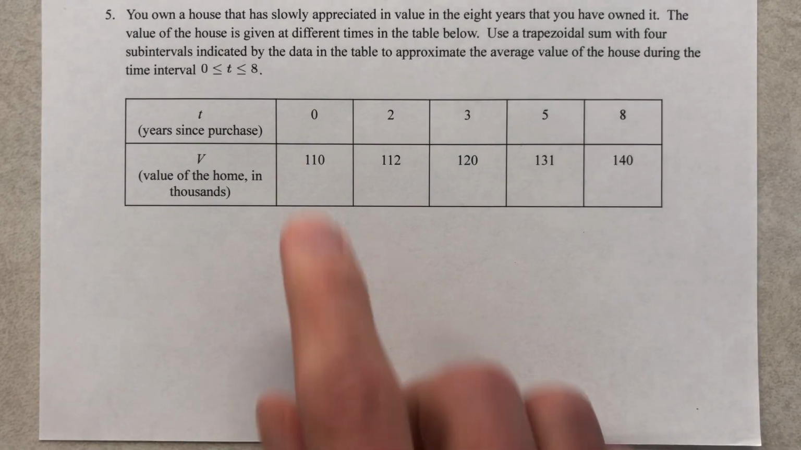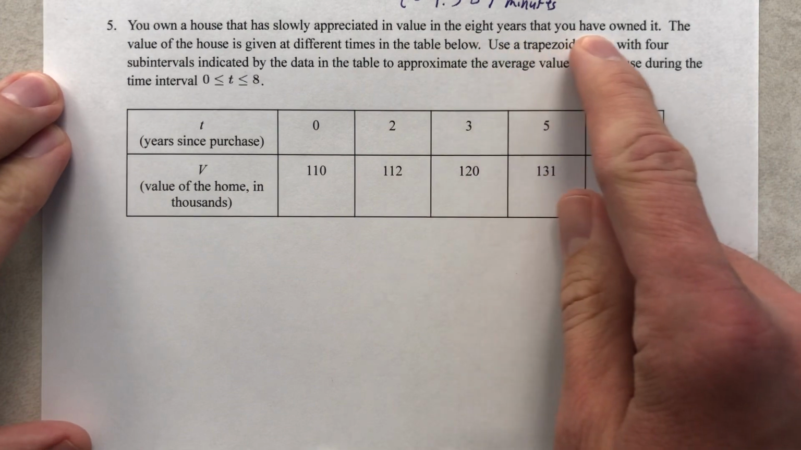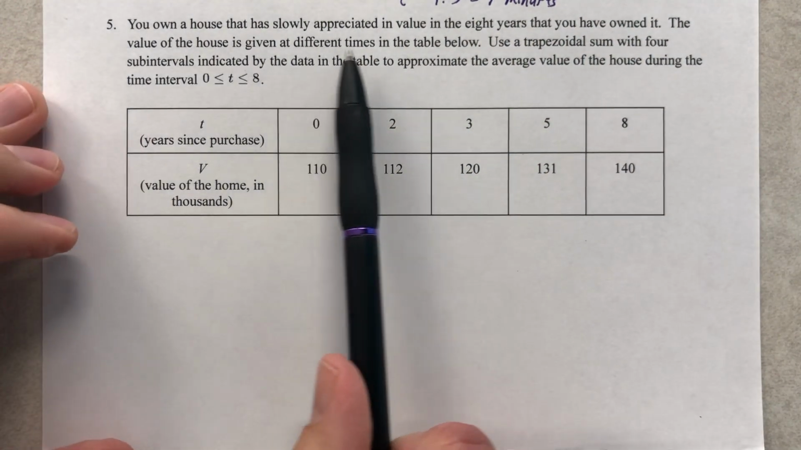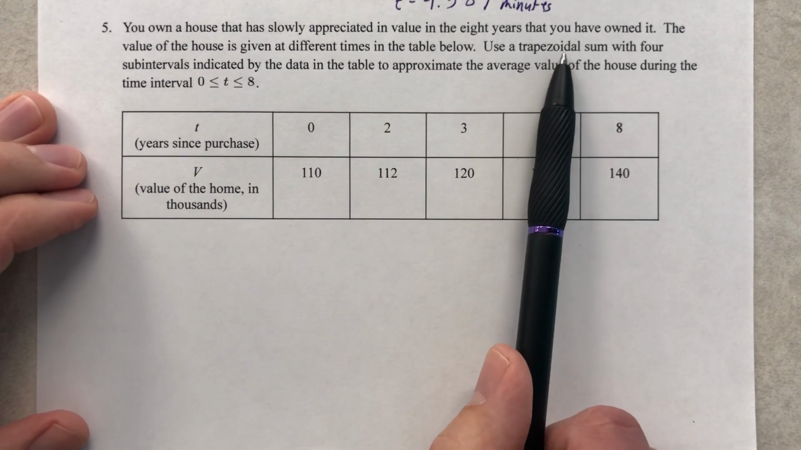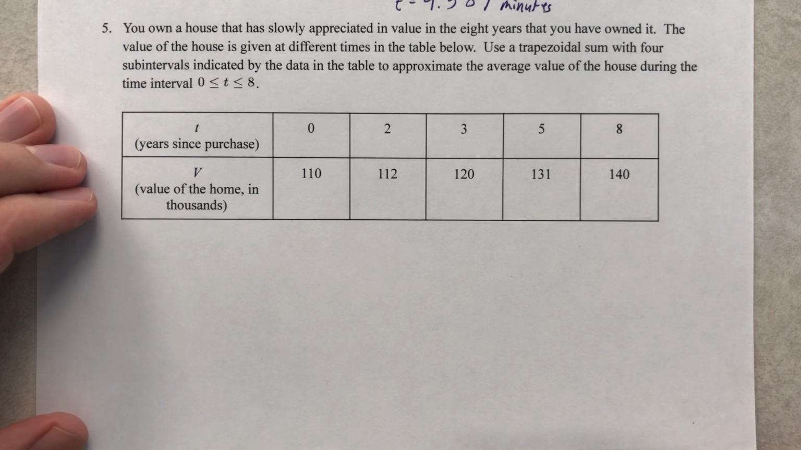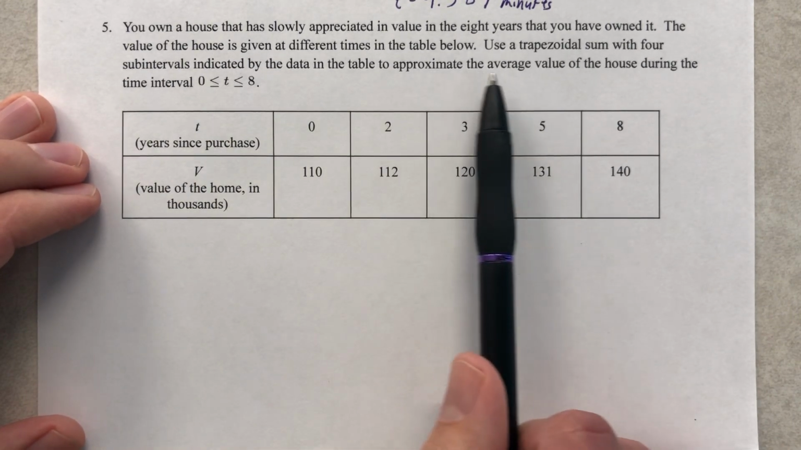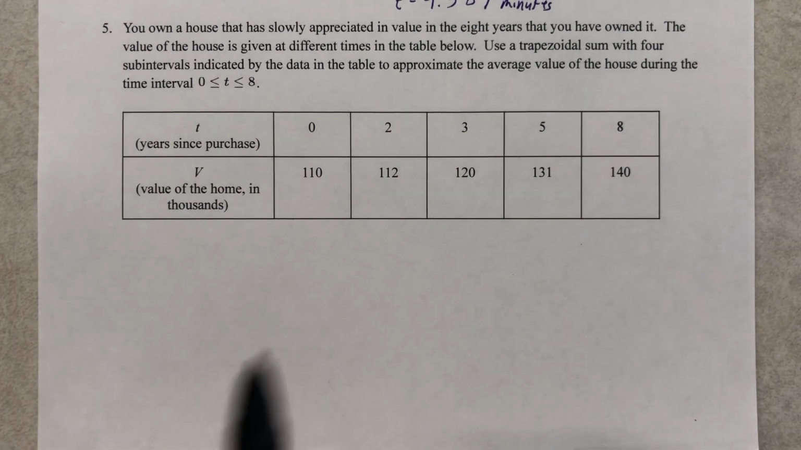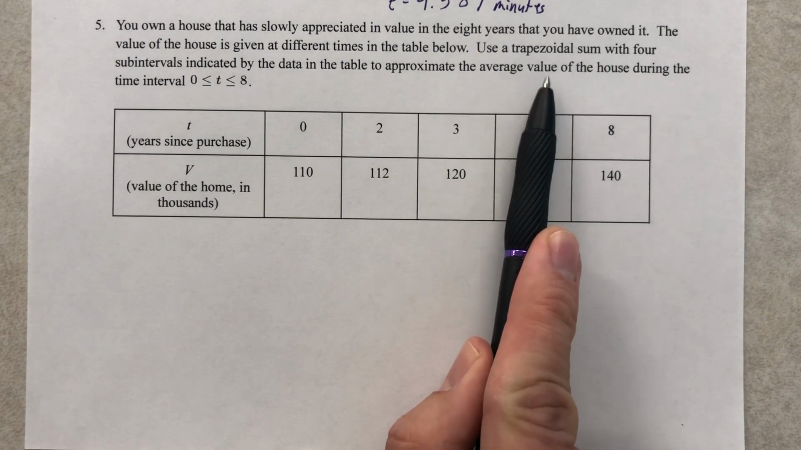You own a house that has slowly appreciated in value in the 8 years that you've owned it. The value of the house is given at different times in the table below. Use a trapezoidal sum. Do you remember that? There's 4 sub-intervals indicated by the data in the table to approximate the average value of the house during the time interval from 0 to 8. There we go. We need to find an approximation of the average value of the house.